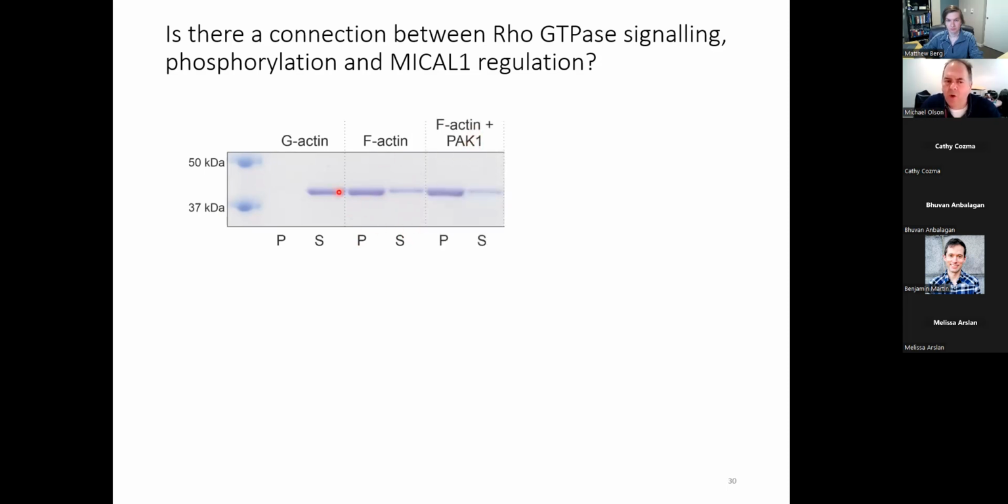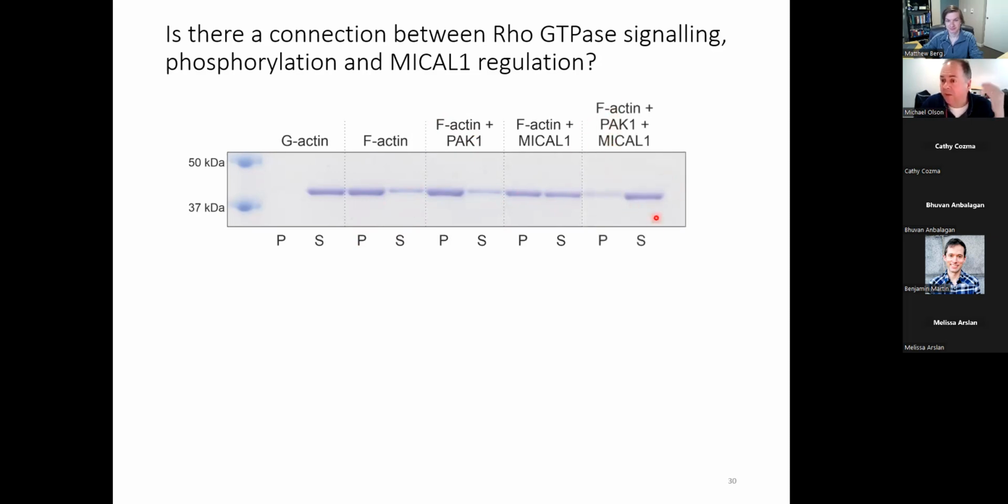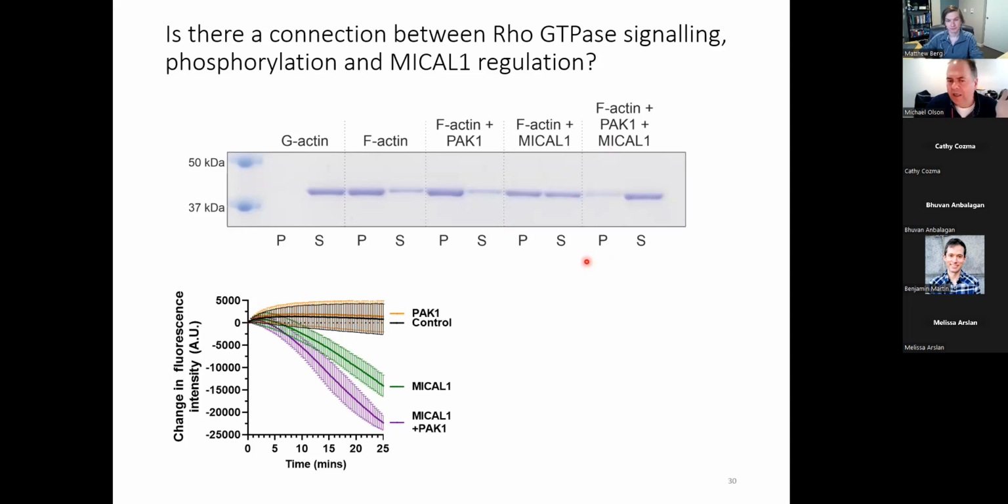So we can look at the state of the F-actin G-actin relationship by using centrifugation. When he added PAK1, it doesn't do anything on its own. When he added MYO-1, now we're starting to see some actin depolymerization, so there's a shift more towards the supernatant fraction. But when he added F-actin plus PAK1 plus MYO-1, now we see a big shift. So now it's all in the supernatant fraction. What this is saying is that this PAK1 association with MYO-1 is increasing the ability of MYO-1 to depolymerize F-actin.